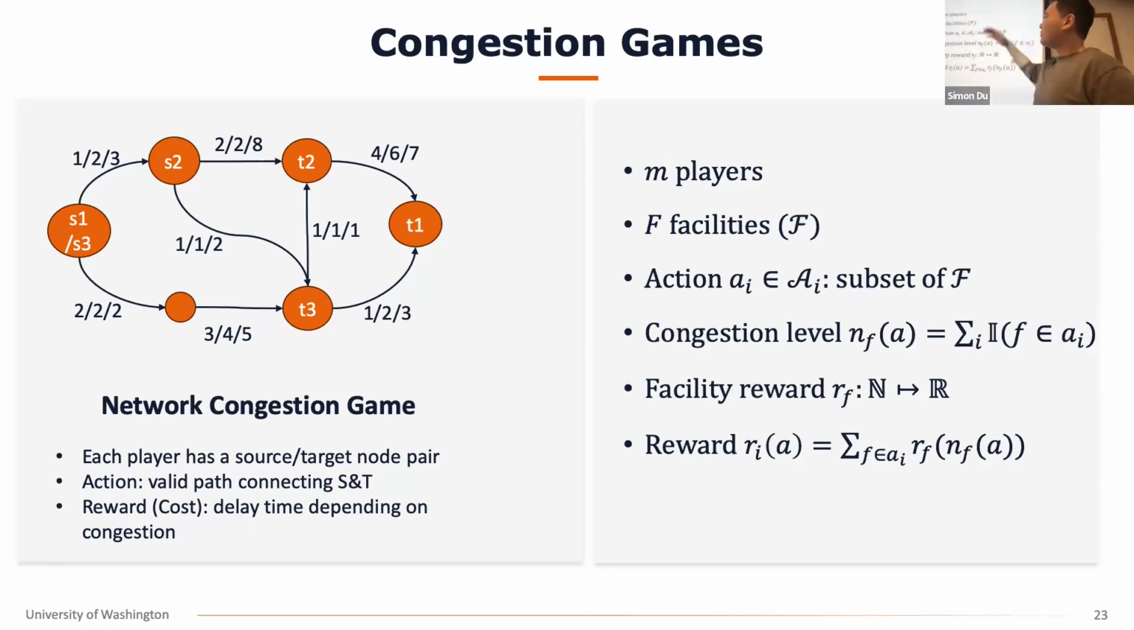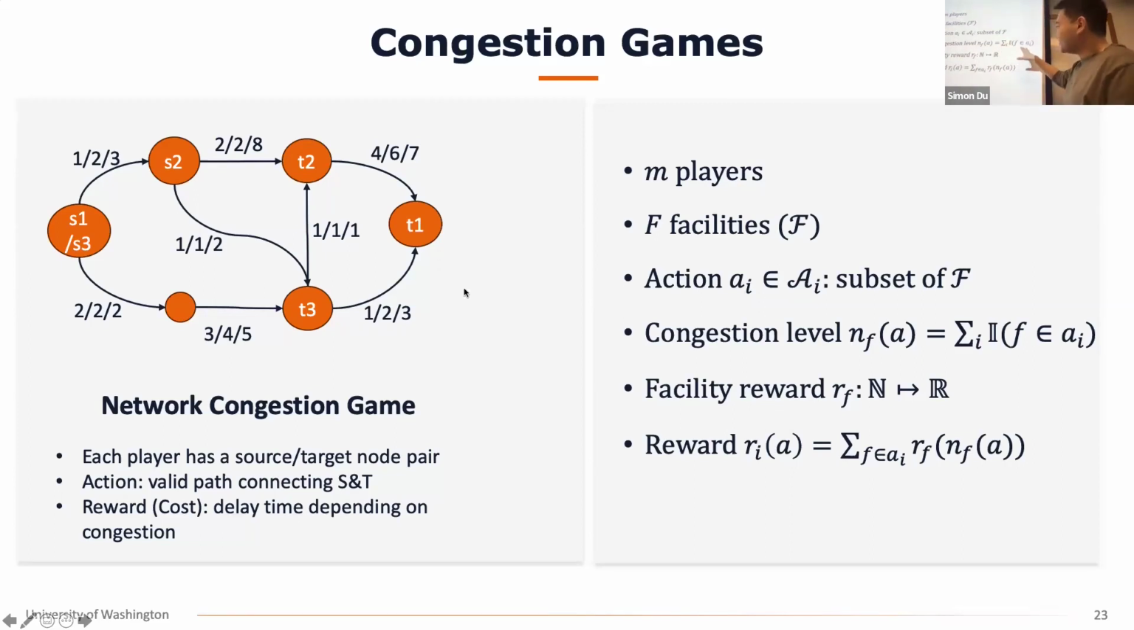And yeah, so this is a formal setting for a congestion game. So here you have M players. Okay, so you can think of M players in this example as M pieces of goods you want to send from source to target. And you have a set of F facilities. Each facility is just like a road in this map. Okay, and the action for each player, or for each piece of goods, is a subset of the facilities. Basically, you're choosing a subset of roads, so you can have a valid path sending from the source to the target. Okay.